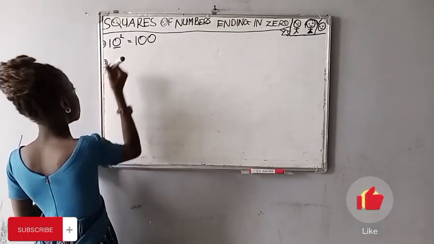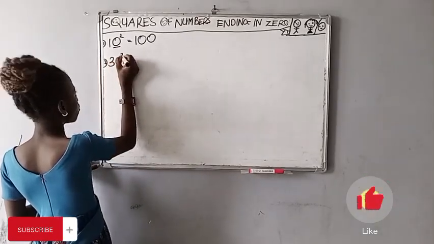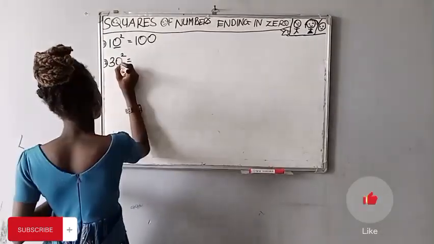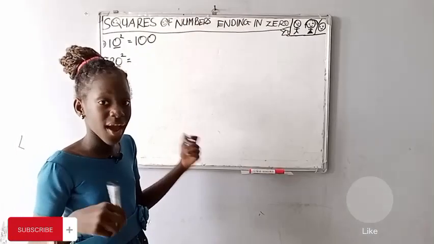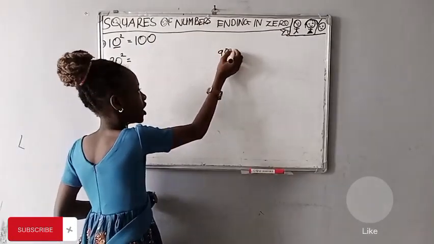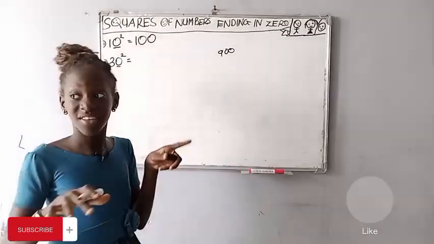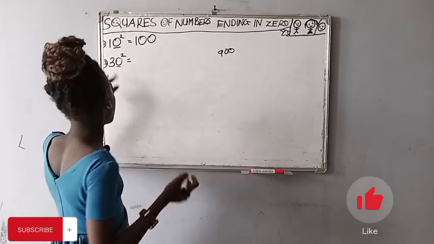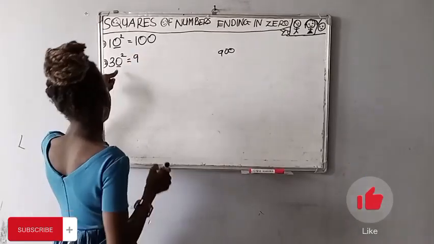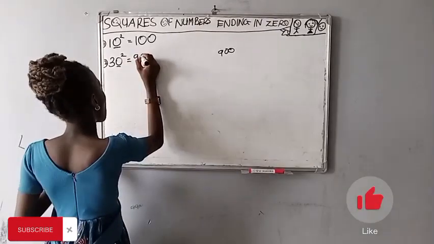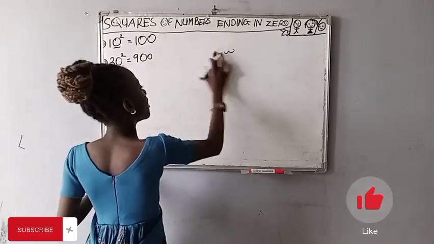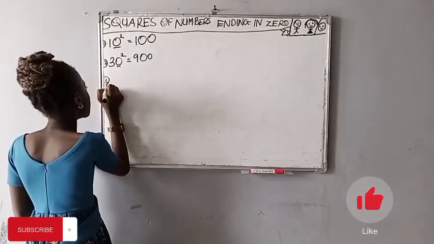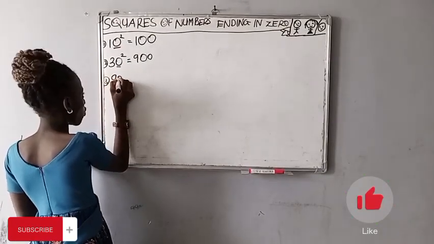Number 2 is find 30 squared. The same thing, mark out your 0. I've already gotten my answer. My answer is what? 900. Let's check. Just looking at it, I just know my answer is 900. Let's mark out our 0. Then we continue. 3 squared is what? 9. Then this 0 produces 2 zeros. And this is what we've got. You see, it's correct.